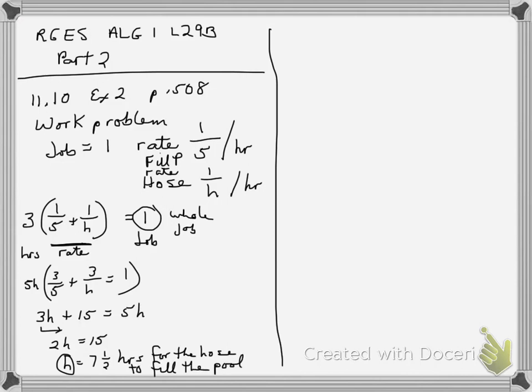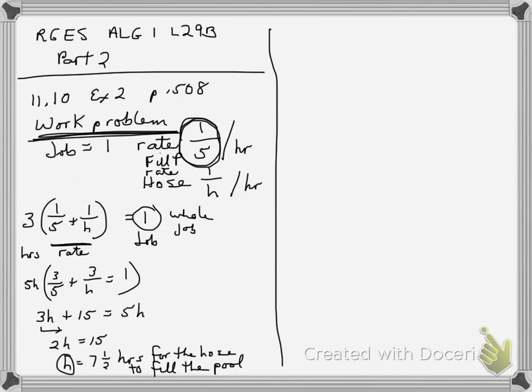So always with work problems, you want to think in terms of rates, which is the amount per hour for each worker or each construct. In this case, how long for the pipe to fill it, how long for the hose to fill it. It's a fraction per hour. So that's your kind of pattern there.